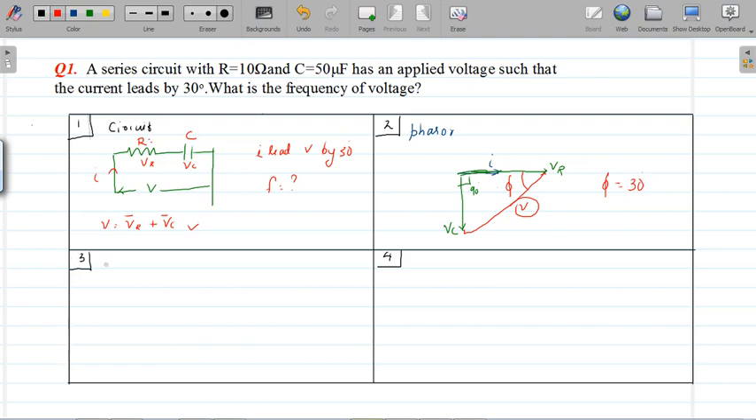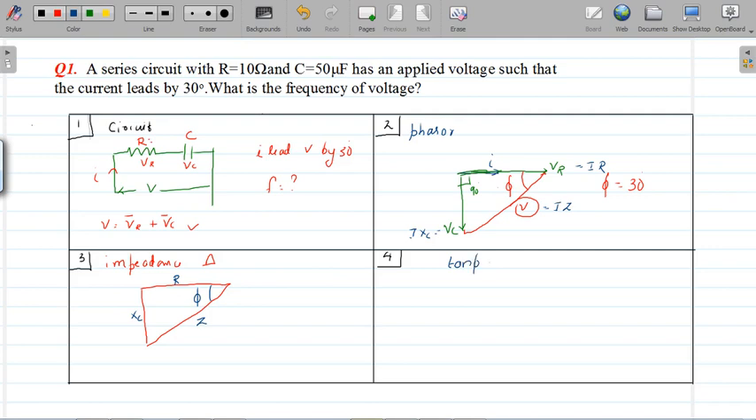Now, since only impedance data is given, I'm going to draw an impedance triangle. From the voltage triangle itself, I can draw the impedance triangle like this. I'm going to mark all the parameters. Instead of VC, I could write I times XC. Instead of V, I times Z. Instead of VR, I times R. So this is my resistance R, this is my XC, this is my Z, and this is phi.